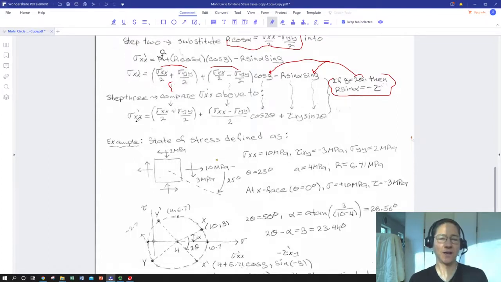And now we come down and we end up getting this expression for sigma xx prime, the normal stress on some tilted plane, tilted at some angle theta, not 2 theta, to our reference x-axis. So we get A, our Mohr circle center, and then we get this term: our applied normal stresses times cosine 2 theta plus our applied shear times sine 2 theta.